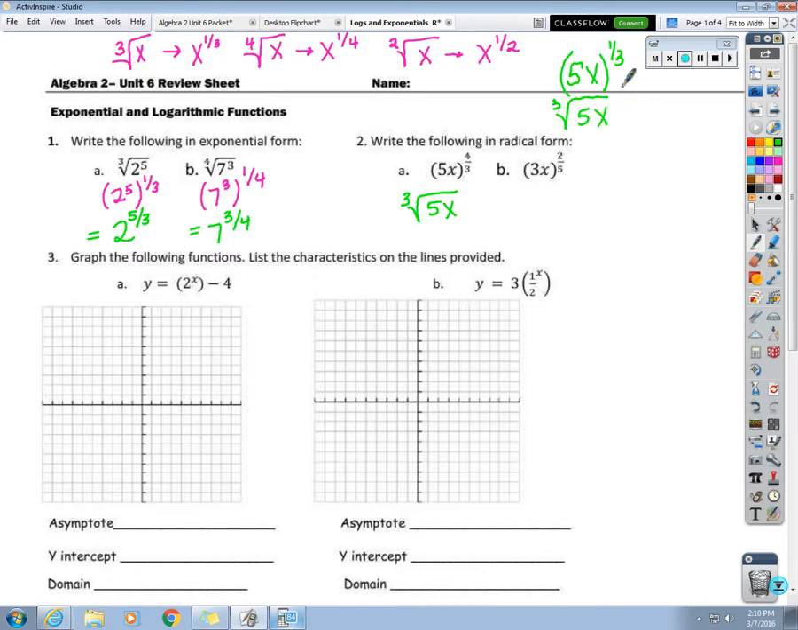Okay, let me say that again. If it were 5x to the 1/3, couldn't that be rewritten as the cube root of 5x? So if it ended up being 4/3, that just means that it was all raised to the 4th power, and so they ended up having to do the power to the power thing and multiply. You try B.